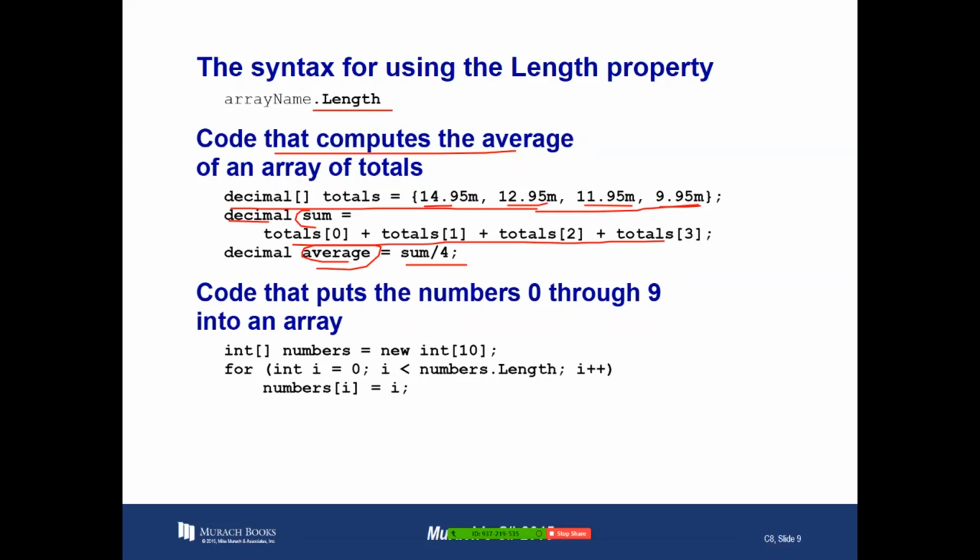Here we're going to use a for loop to initialize this integer array named numbers that's got 10 elements, and we're going to initialize this array so the first element is 0, the second element is 1, the third element is 2, all the way up to the number of elements minus 1, so 0 through 9, that's 10. And so this is how we can use this length property.